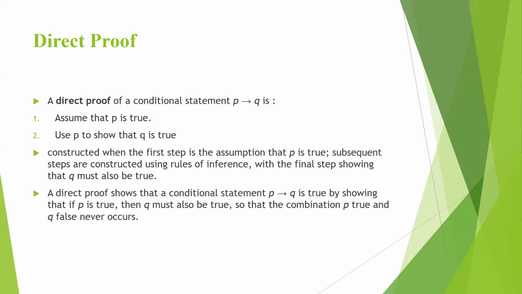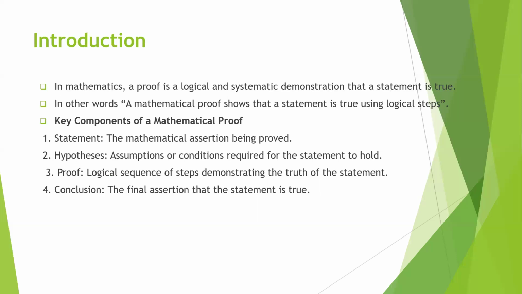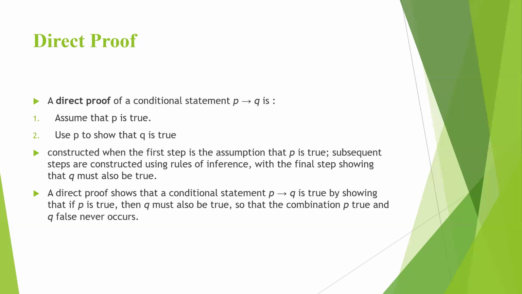So that is all about some introduction to proof. And the first proof is direct proof. Direct proof is very simple. The logic is a direct proof of a conditional statement P implies Q. That means if P is true, then Q is also true, and the condition where P is true and Q is false never occurs. That is called direct proof. So assume that P is true, and use P to show that Q is true.